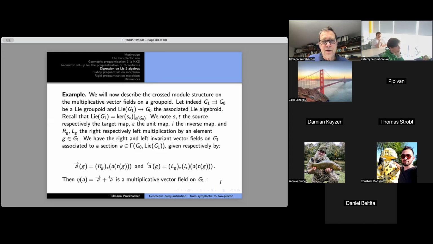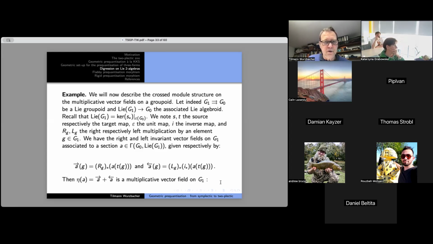And I restrict this bundle to the unit section. A groupoid has not only one unit, it has one unit over each point of G0. So you can take the unit section, and we restrict this vector bundle, kernel S star, on the image of the unit section, or you pull it back with epsilon. With the unit section, you pull it back to G0, so you can see it as a vector bundle over G0.